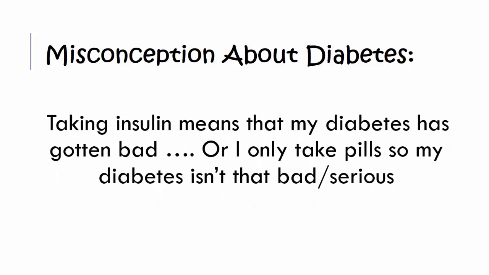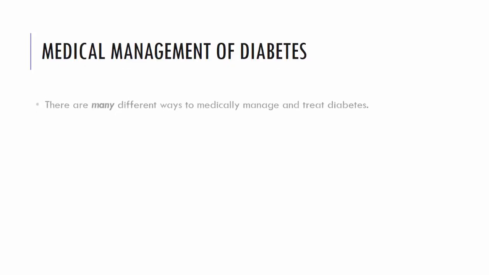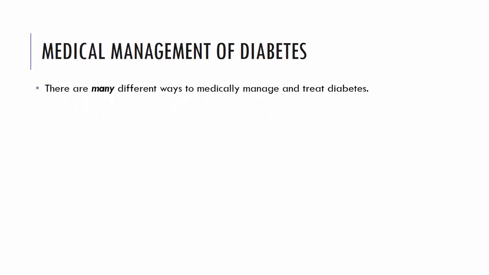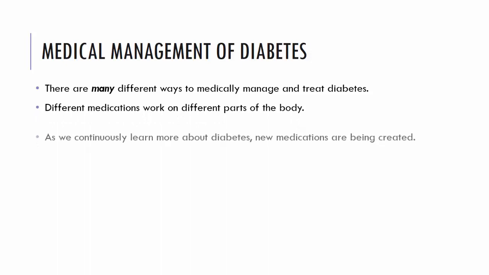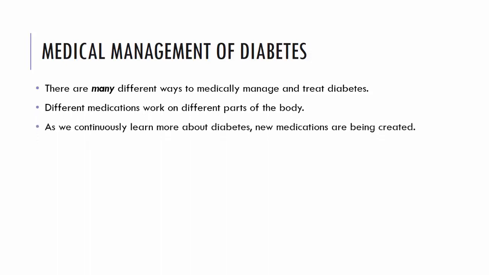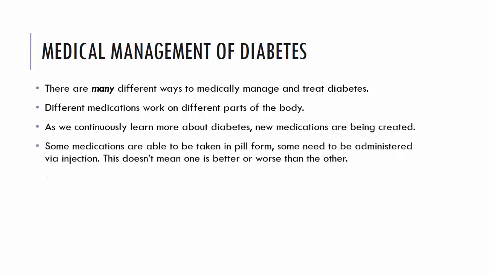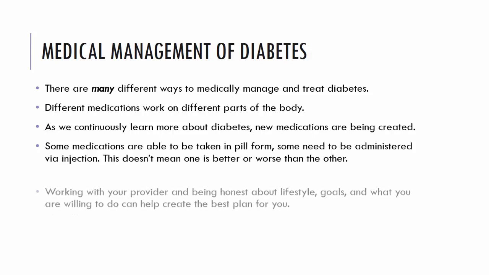Some people will say that taking insulin means that my diabetes has gotten bad. Or, I only take pills, so my diabetes isn't really that bad or that serious. There are many different ways to medically manage and treat diabetes. Different medications work on different parts of the body. As we continuously learn more about diabetes, new medications are being created. Some medications are able to be taken in a pill form, some need to be administered via injection. This does not mean that one is better or worse than the other.